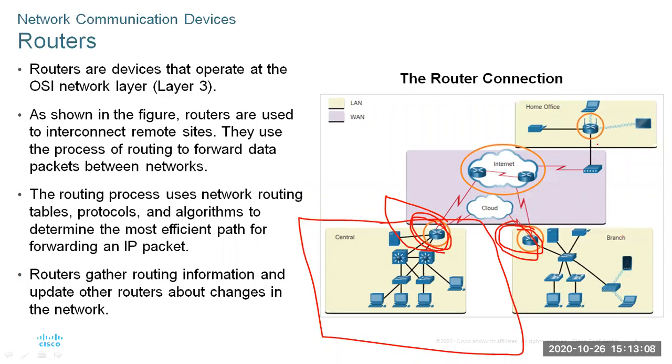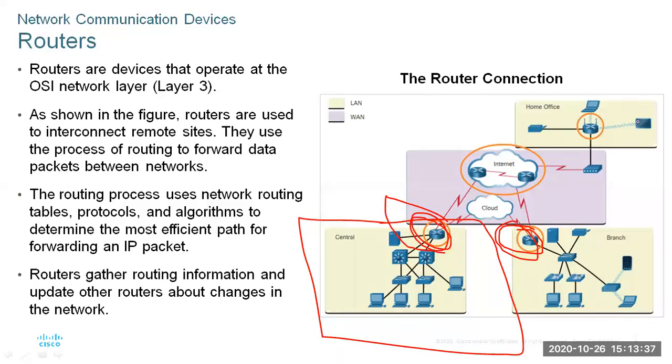So you see, the router actually serves like a border, and all traffic coming into the network goes through the router, and all traffic going out of the network goes through that same device. The routing process uses network routing tables. A routing table is where all the possible routes known to that particular router are stored.